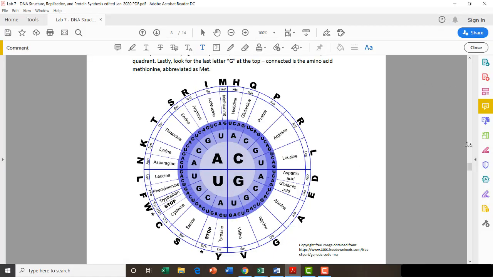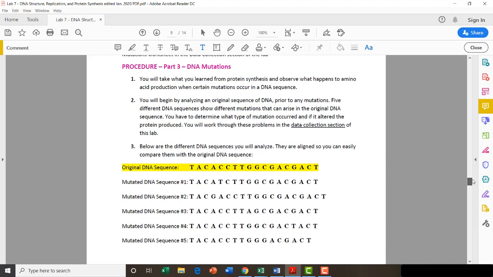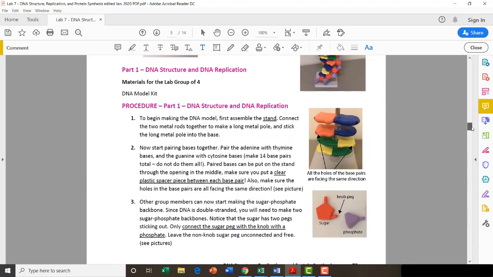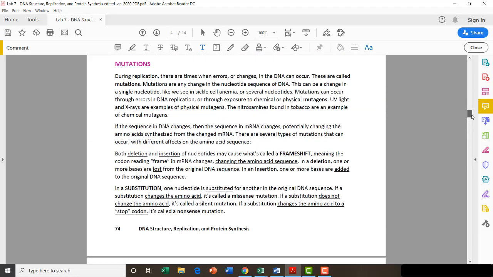Okay, so let's go back to your lab and we can go on to the last part, which is on DNA mutations. Mutations always occur in DNA, and a mutation is just a change that has occurred somewhere in the DNA sequence. There are different types of DNA mutations, and I know you have to read it on your own, but I want to review them with you in your introduction.